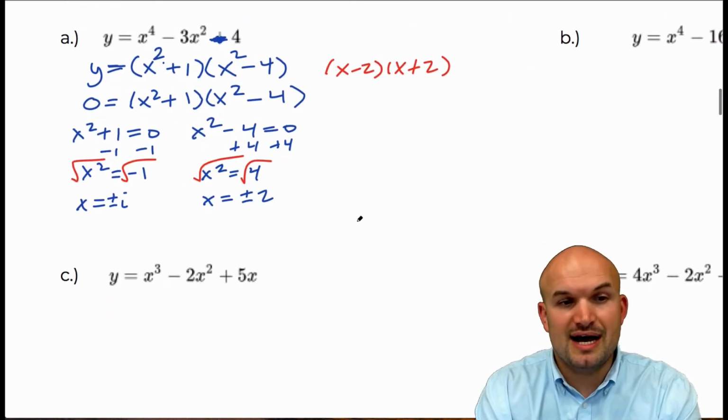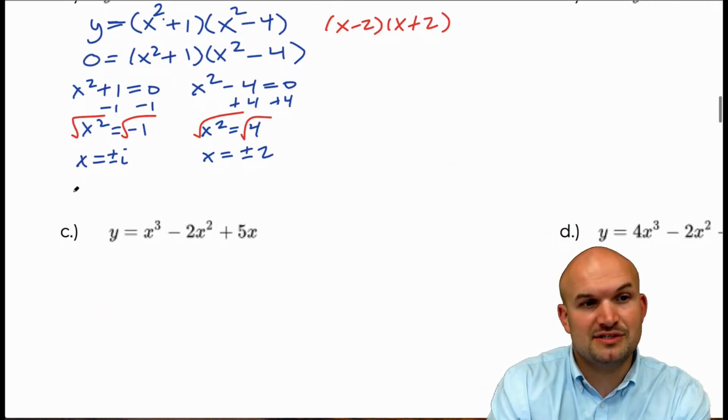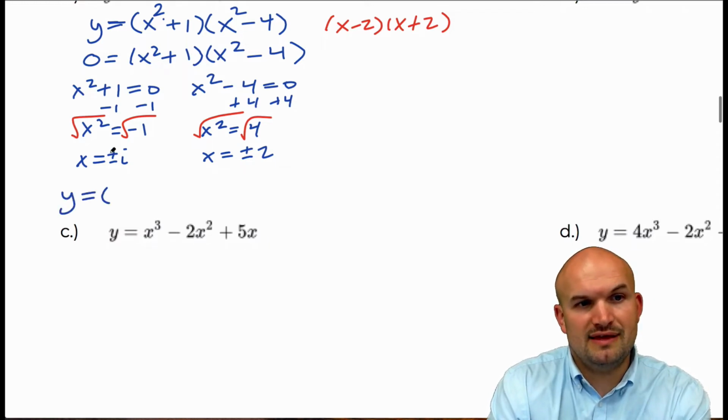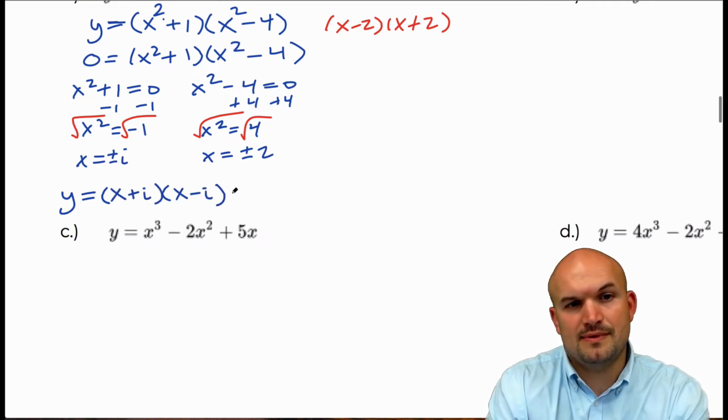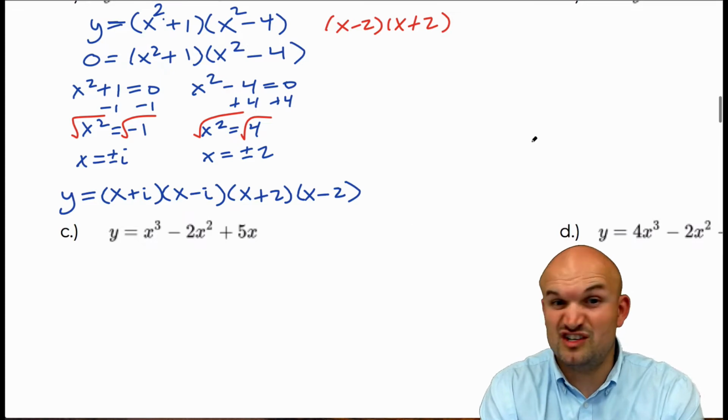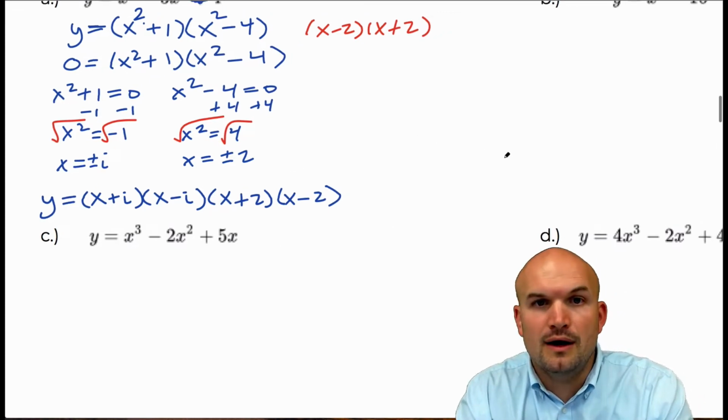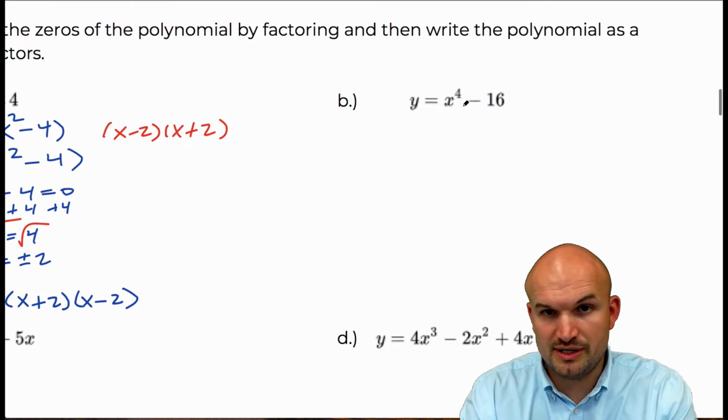Okay. So now, if I want to write this as a product of linear factors, I would say y equals, and now, if I have the zeros, I can write these as factors. x plus i times x minus i times x plus 2 times x minus 2. Okay, and there you go. There's your product of linear factors. All right, so let's get on to the next one here.